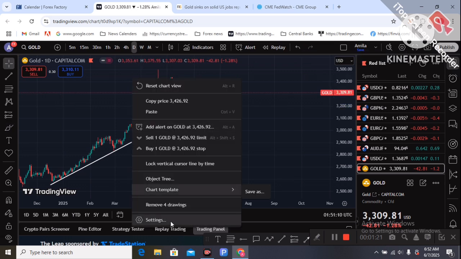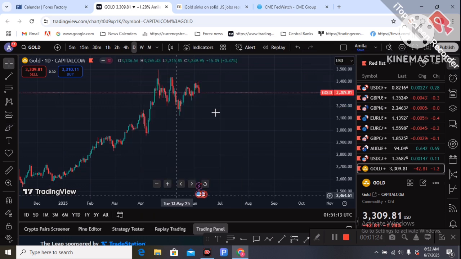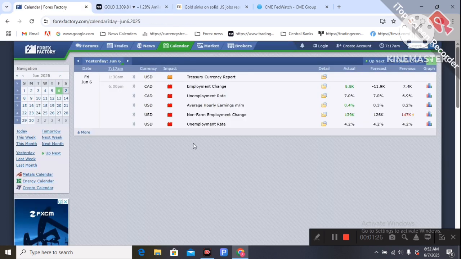Last week on Friday, the NFP data was released, and that was positive for the US dollar. You can see the positive NFP data: 138k forecast, 139k actual. Average hourly earnings also increased by 0.4%, and the unemployment rate was 4.2%. That's a positive labor market for the US dollar. It affected dollar demand, and gold dropped to the downside last Friday in the New York session.